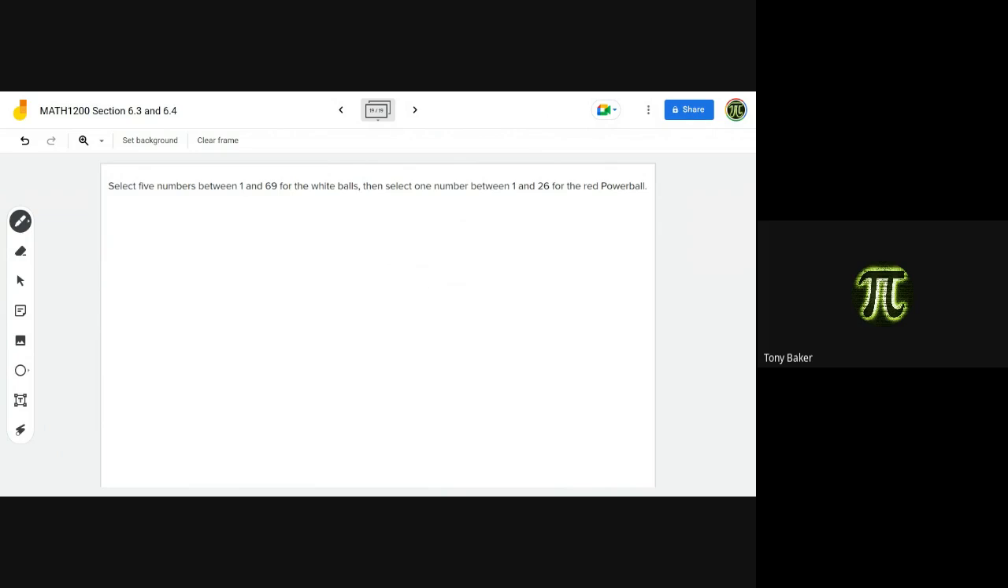Does order matter? No. So that's going to be a combination, not a permutation. Combination, C. So I have 69 balls, and I'm choosing 5 of them. So we got 11,238,513.